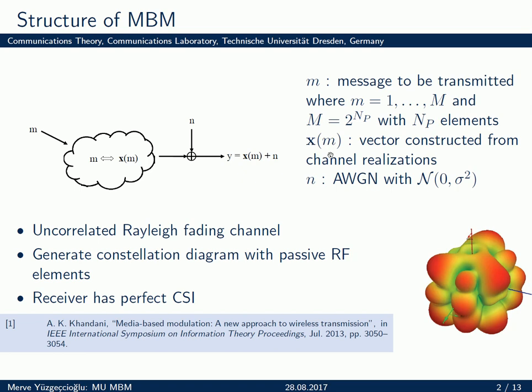X is the vector that contains all the channel realizations, and x_m is the m-th entry of this vector. So there is a message coming to the transmitter, and we map this message to one of the channel realizations by choosing one of the combinations of the RF elements, and then we send the signal through the channel. In this work, I have assumed that the channel is uncorrelated fading and the receiver has perfect CSI.